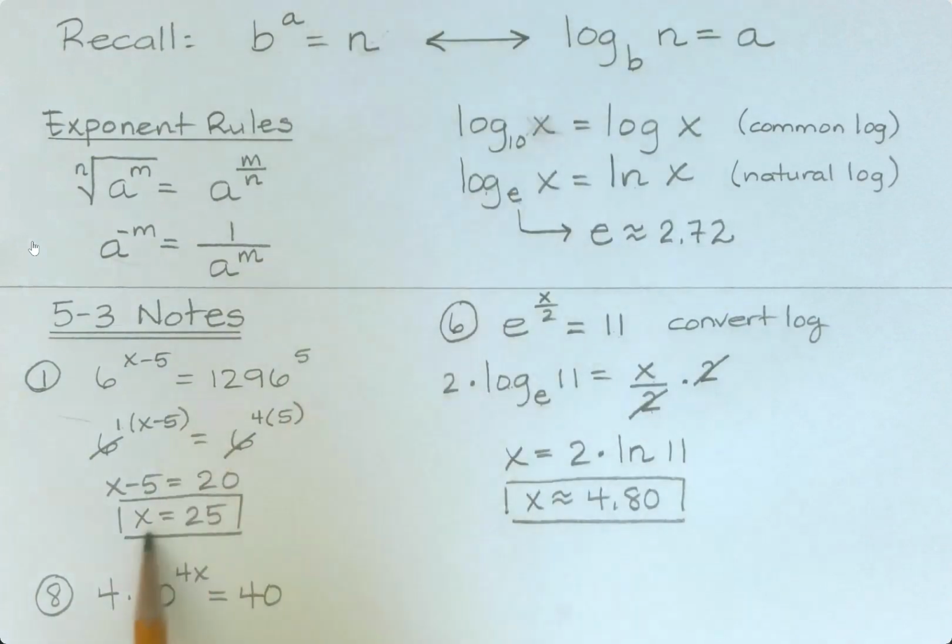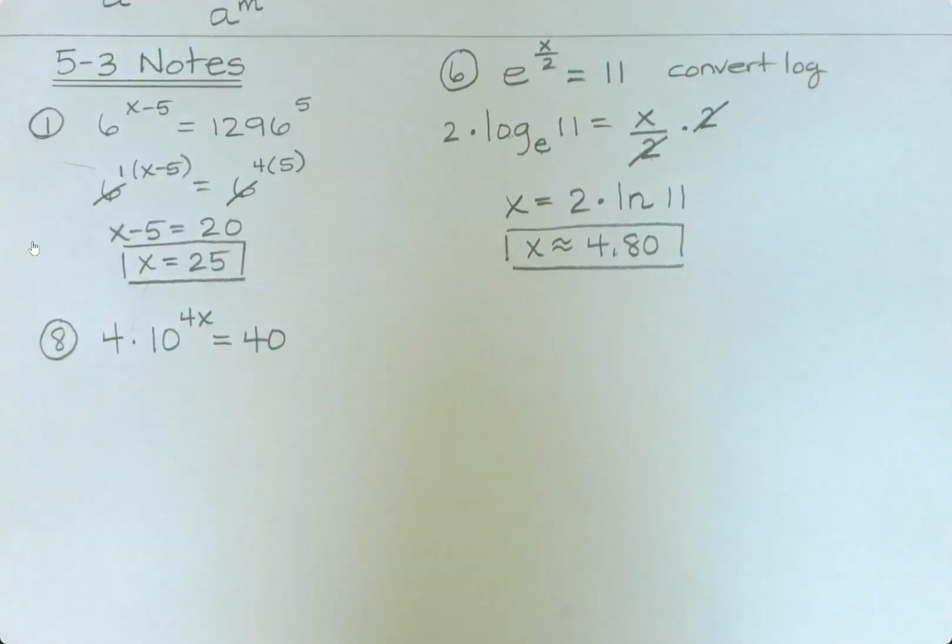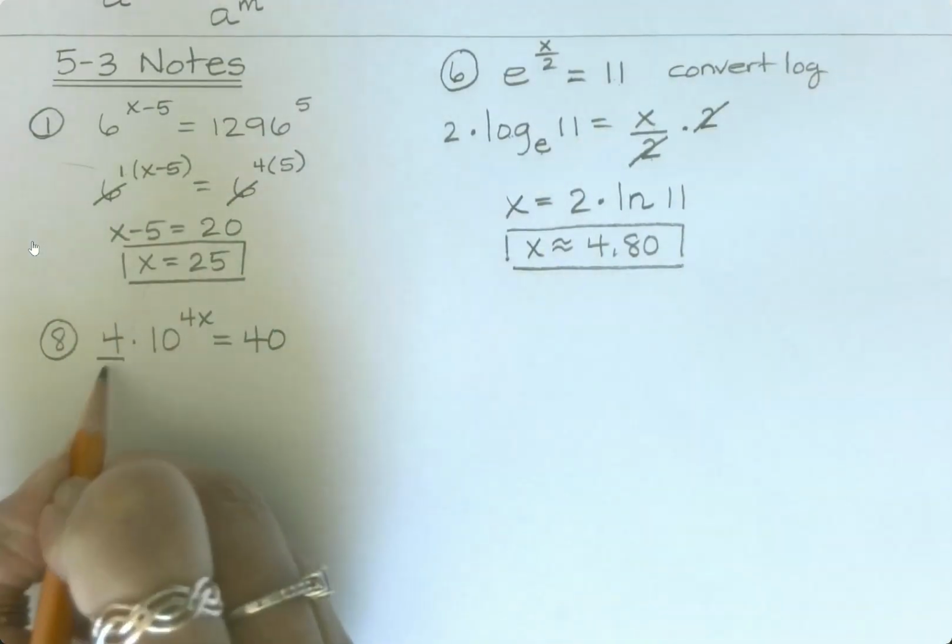So right now what I need to do is get rid of this coefficient, the 4. And how do I undo numbers when it comes to solving equations? I do the reverse operation. Right now the 4 is multiplying times 10 to the 4x, so I need to undo it by dividing. So I'm going to raise my paper up here and I'm going to divide both sides by 4.